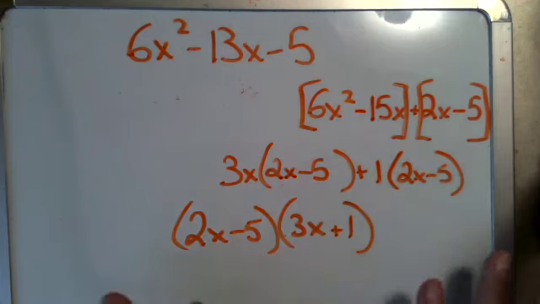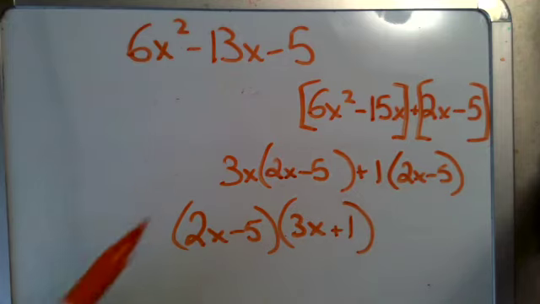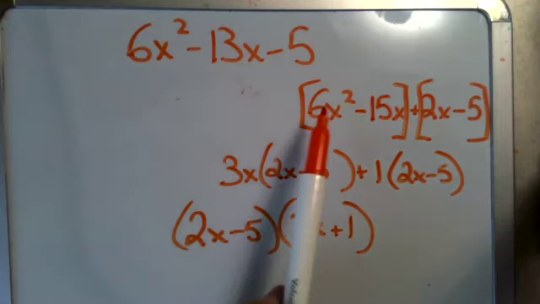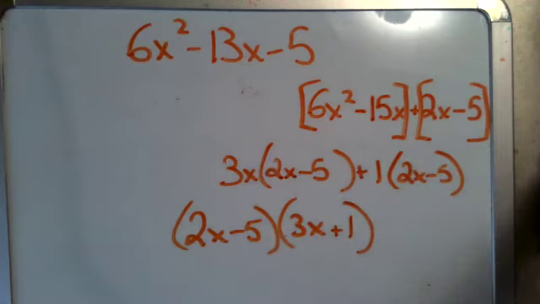So some people love the X method because it helps them understand what the different numbers they're finding along the way mean. Some people love the AC method because it is simple and it works every time.